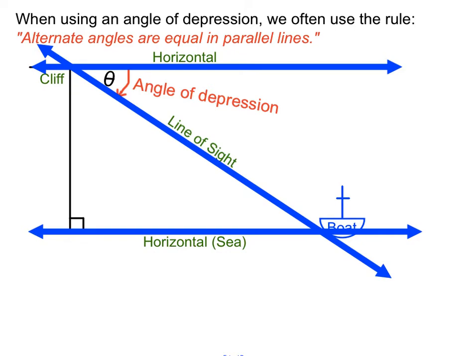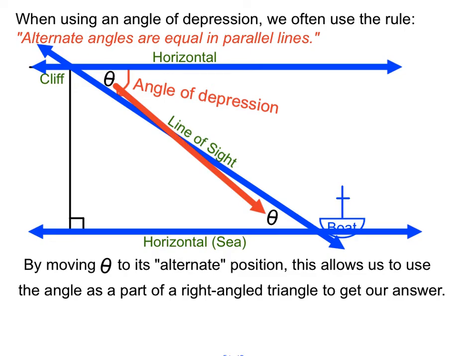So that allows us to then do a fancy thing by moving that theta that we got from thinking of the angle of depression down into an alternative position down the bottom here. Now there's a reason for that I'll go into in a second, but we can use that rule, alternate angles are equal in parallel lines, to allow us to reposition that theta into a more useful position.